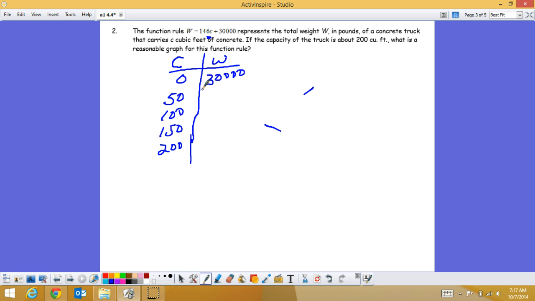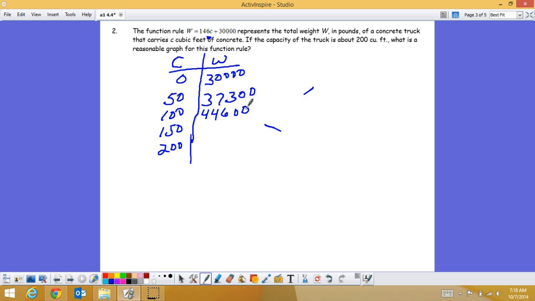If we plug 50 in for C, 146 times 50 plus the 30,000, the total weight of the truck would be 37,300 pounds. And then for 100 cubic feet of concrete, 146 times 100 plus the 30,000, the total weight of the truck would then be 44,600 pounds.